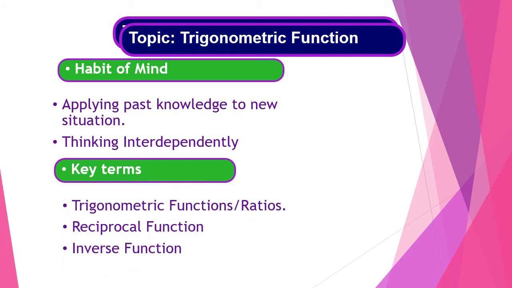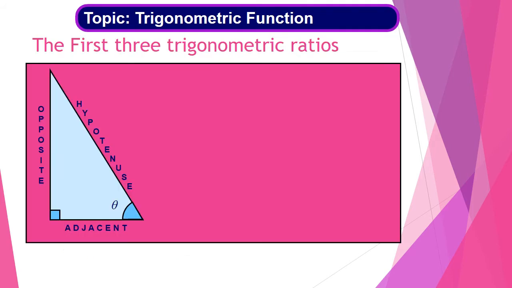Some of the key terms we'll be using in this lesson include trigonometric functions and ratios, reciprocal functions, and inverse functions. We're going to look at the first 3 trigonometric ratios. Of course, if we have a right angled triangle with a given angle, we should be able to identify the hypotenuse, which is usually the side opposite the right angle, the opposite side, which is the side opposite the angle that is given, and the third side being the adjacent side.